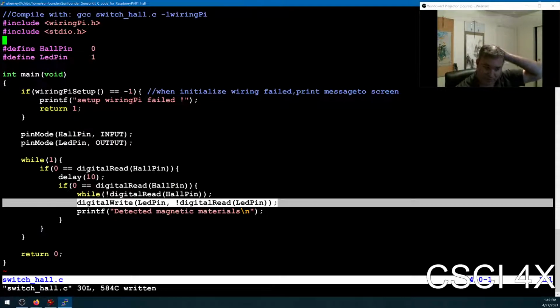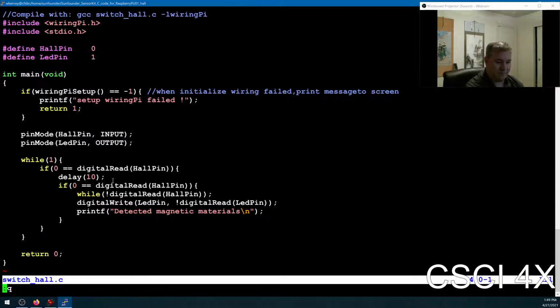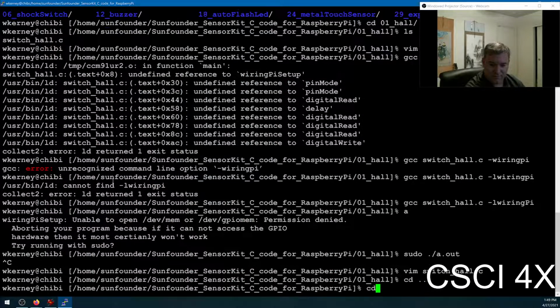So as long as it's reading false, it falls into here. Then it's going to say while you're reading false, once you read true, by putting a magnetic material near it, then it will turn the LED on, and once you take it away again, then it'll jump back up here. So that's all it really takes to do stuff.